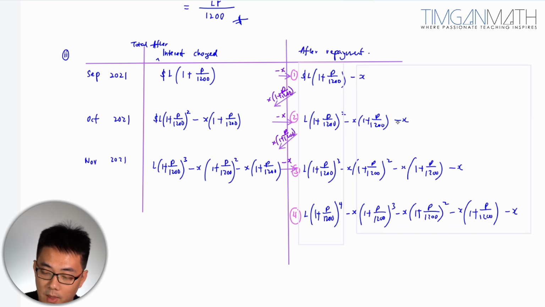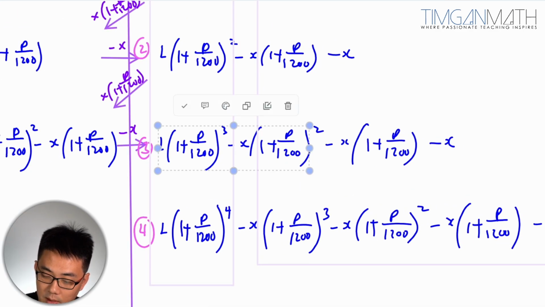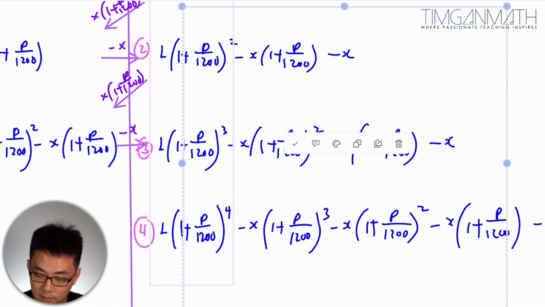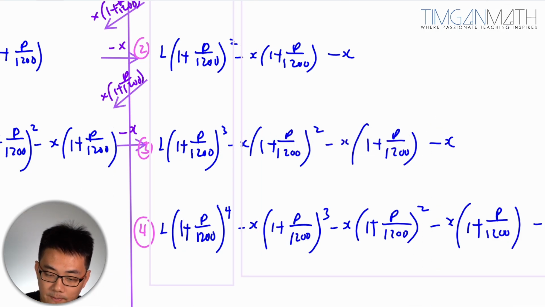Okay, because you see that whenever you multiply, this is multiplied by 1 plus p over 1200, so there's a common ratio here. When you multiply over, there's an L here, so it's not. So there are two parts here. Let me just separate it out and see how. So this whole thing here is a GP.